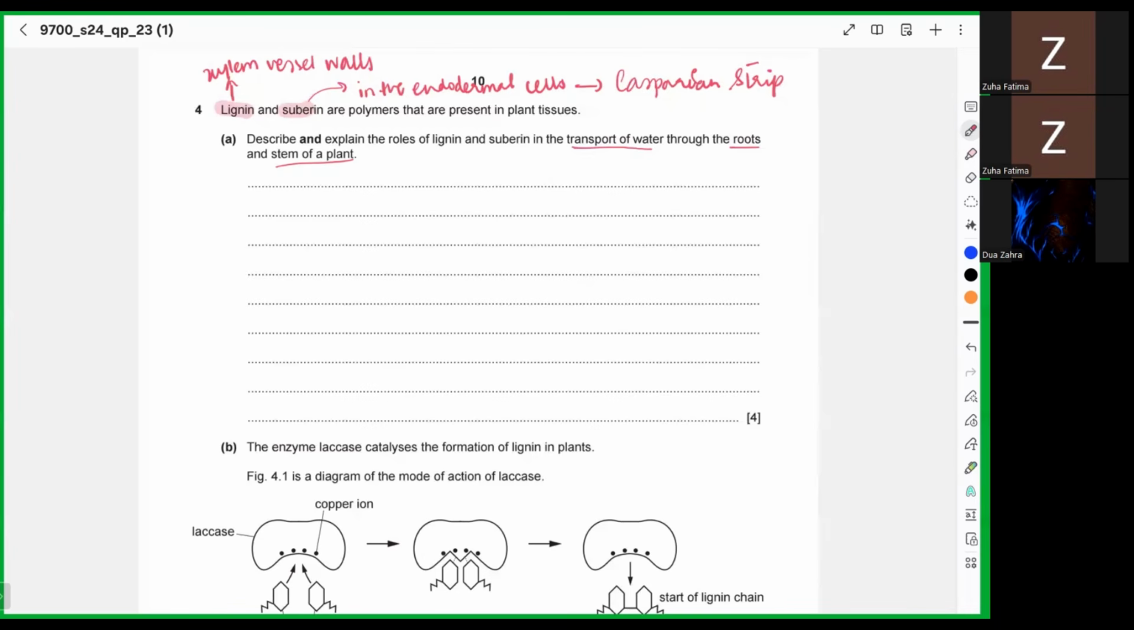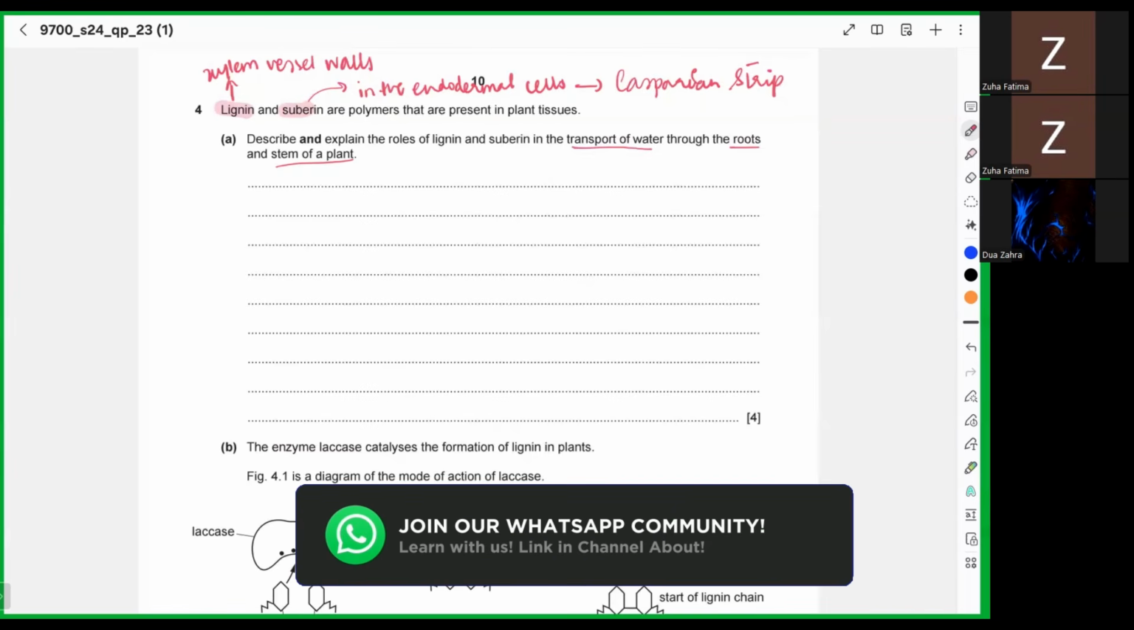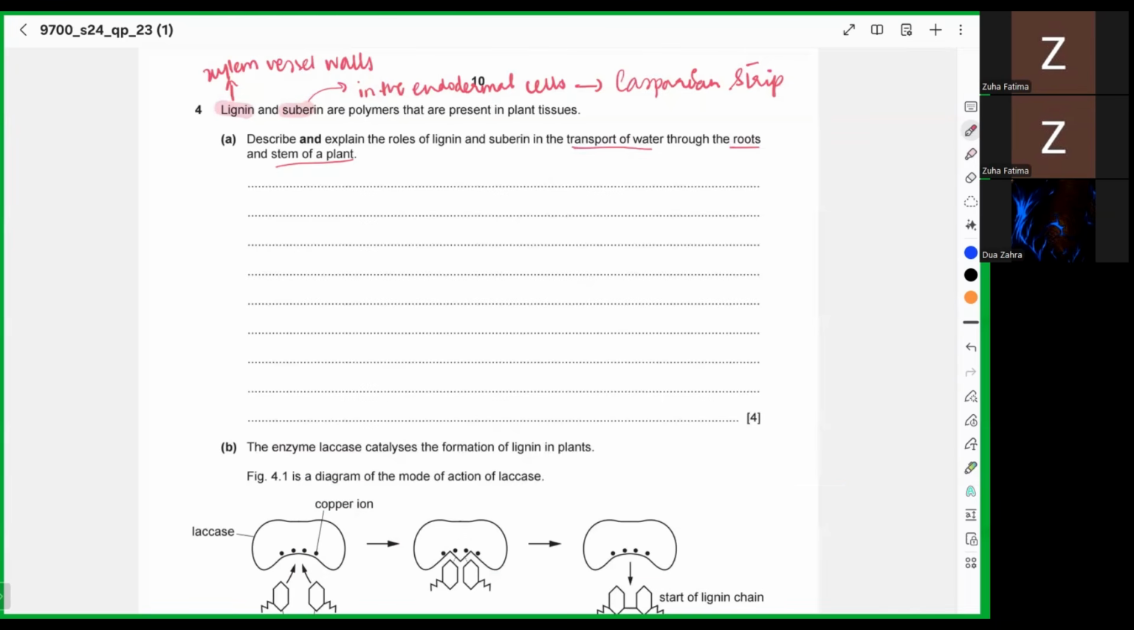When we talk about lignin, lignin is found in the walls of xylem. And in the walls of xylem, it provides structural support by preventing the collapse of the xylem vessel due to high water pressure. And it also ensures that the water does not leak through the xylem vessel.